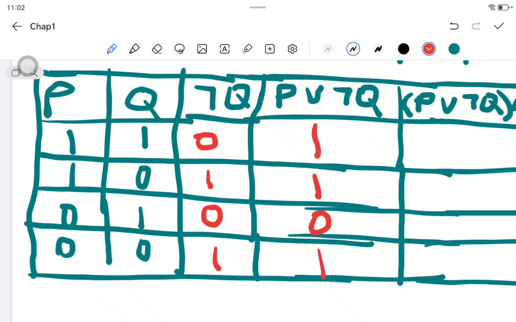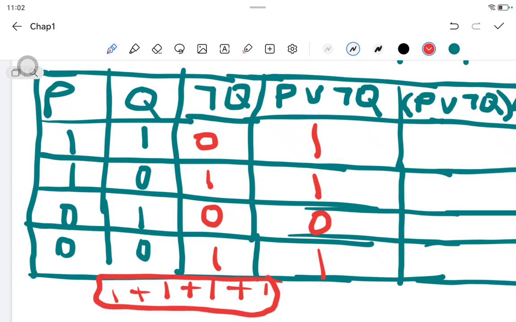So the truth value for this statement is 1101. Keep in mind that 1 plus 1 is always 1. Remember this one is not a normal one, it's a truth value. So true plus true gives us true, and true plus true plus true plus true will still give us true.